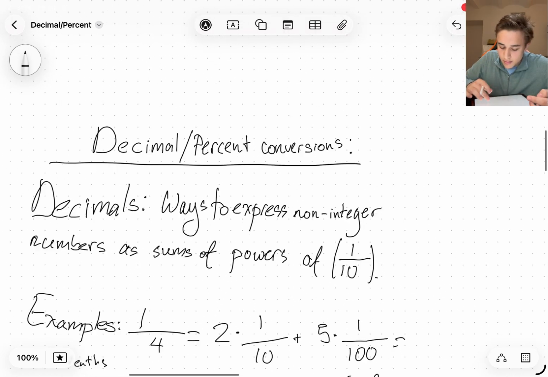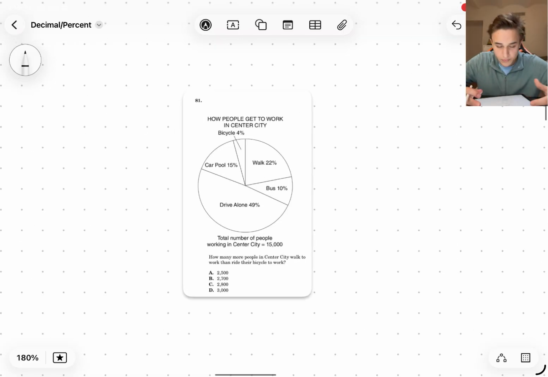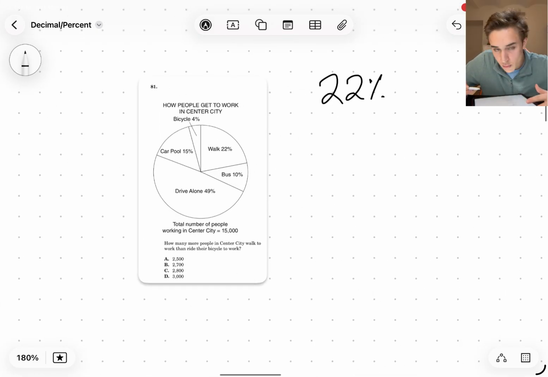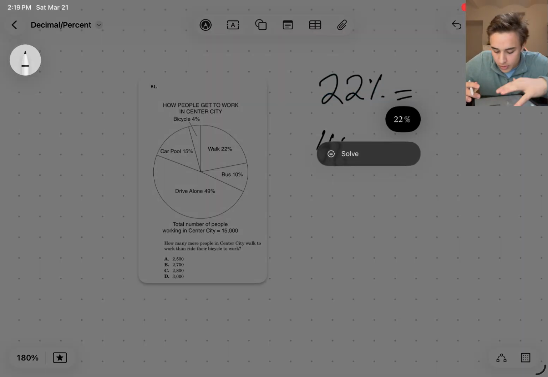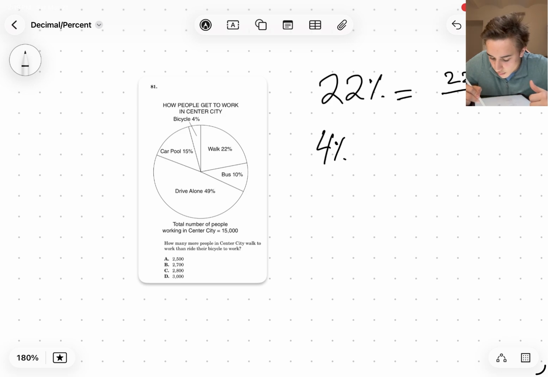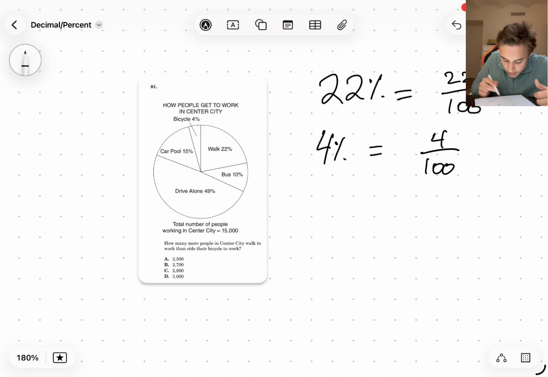So now let's look at some example problems. The first is, we see this pie chart, which shows us what percentage of the people in Center City get to work in different ways, and we need to find how many more people walk as compared to the people that ride their bicycles. We see that 22% of the people walk and 4% ride their bicycles. If you remember from before, 22% is equal to 22 over 100, and 4% is equal to 4 over 100. And there's 15,000 total people.